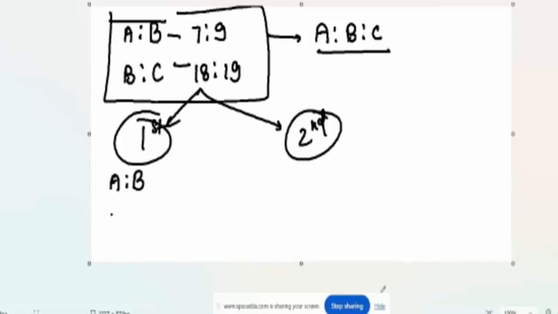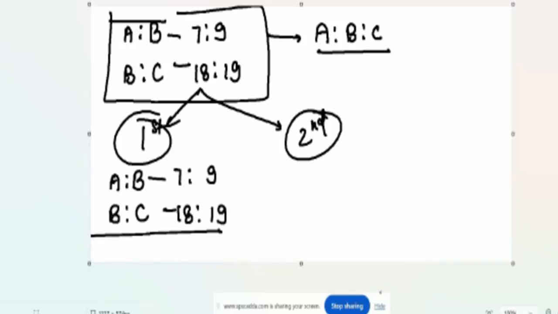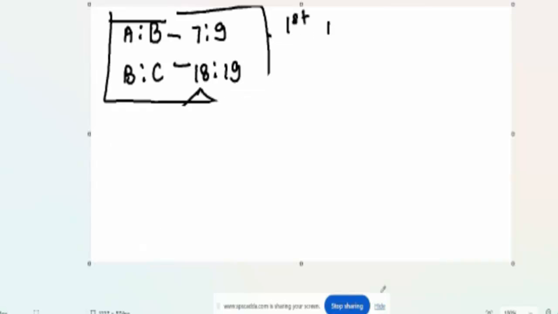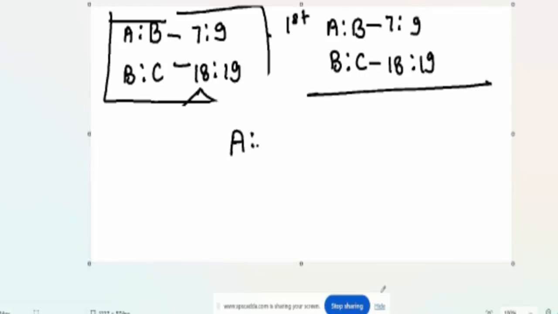See, A and B and C. 7, 9 and 18, 19. Let me explain you the first method. The first method is that you have to write this in the same proportion: 7, 9 and then 18, 19. Now what you have to do is finally you will get the ratio of ABC.